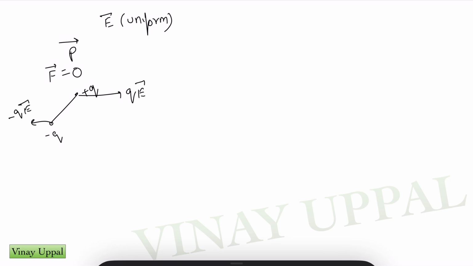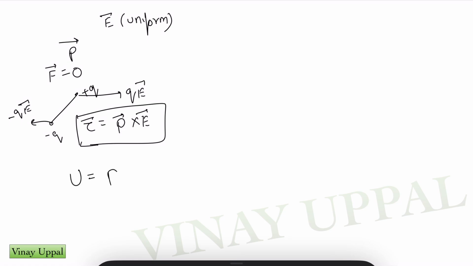So a couple is a pair of forces which are equal in magnitude and opposite in direction. So there will be a torque, and that torque comes out to be P cross E. This torque is the same at any point, that is the feature of a couple. The torque of a couple about any point is the same. So torque here comes out to be equal to P cross E. And we can even define a potential energy for a dipole in a field which is equal to minus P dot E. So these are things that we should remember.